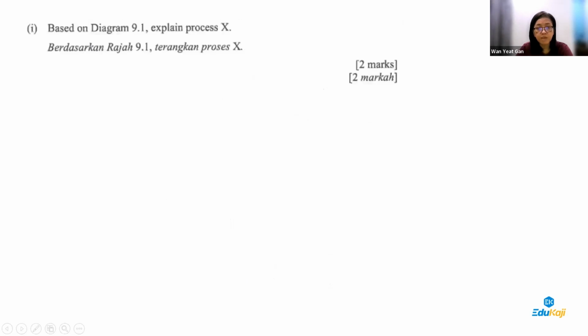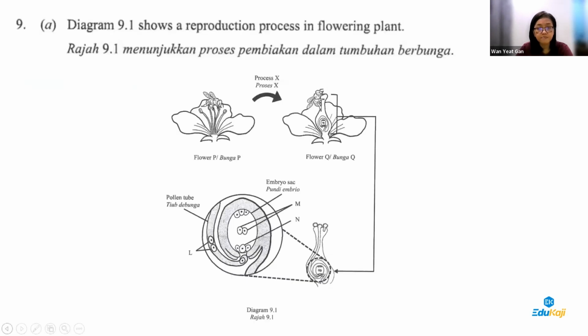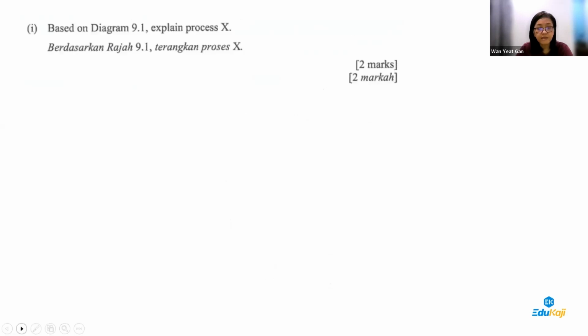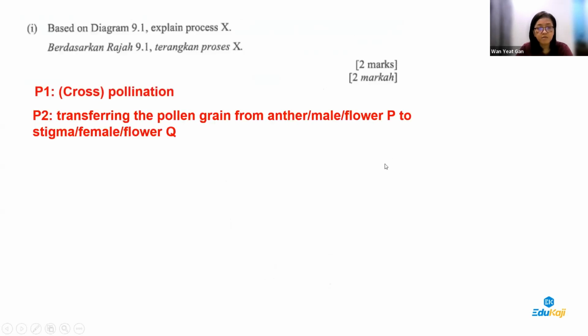Okay, so to explain process X. Process X is cross-pollination because it's from two different flowers, from two different plants. So it's the transferring of the pollen grain from the anther to the stigma of flower Q. So from the anther of flower P to the stigma of flower Q, and the bee is the pollinating agent.